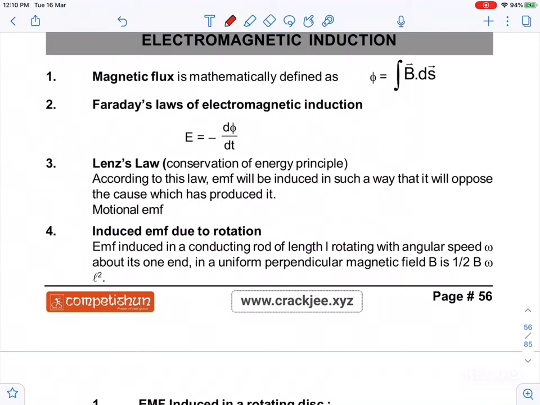Now guys, electromagnetic induction, two laws you have to remember. Faraday's two laws. First, Faraday's law is basically this: suppose this is a coil, and this is a magnet. Whenever the magnet is brought towards the coil or taken away from the coil, an EMF is induced. The induced EMF is equal to minus d phi by dt. This negative sign is because of Lenz's law.